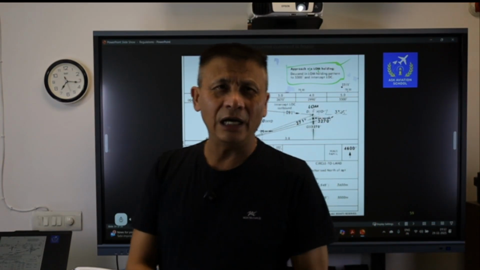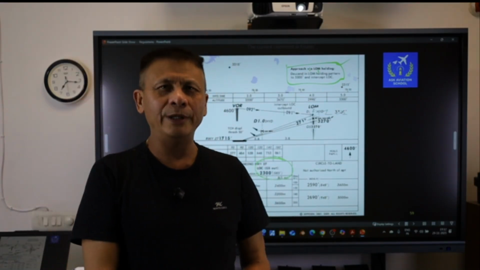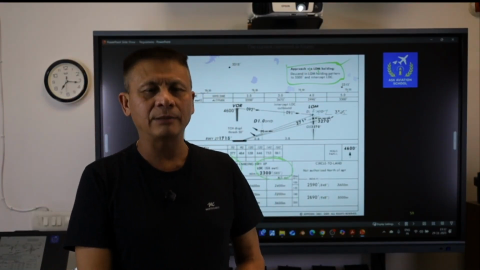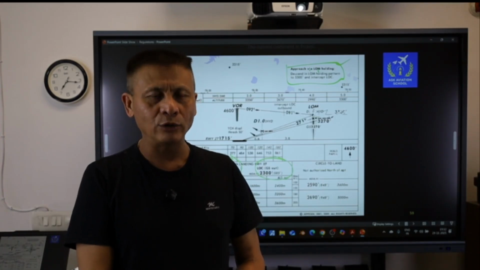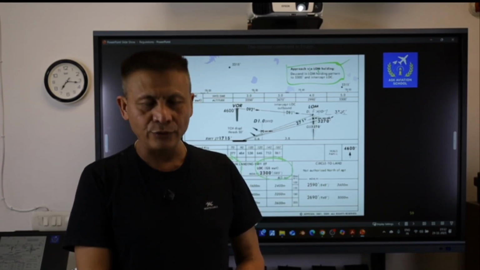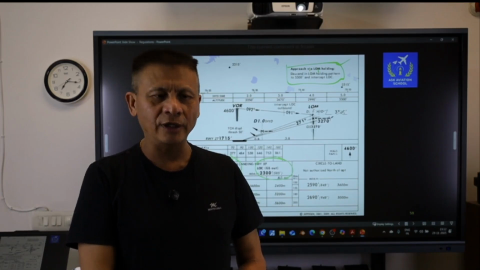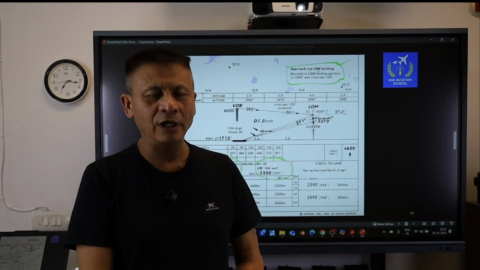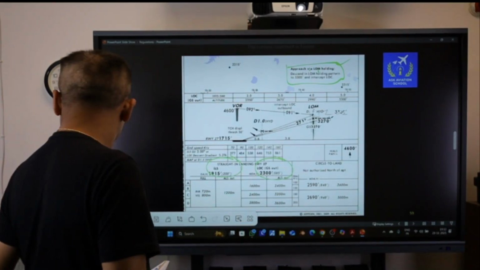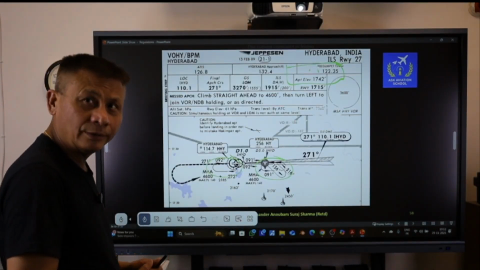So with this, I'll be finishing the class. This primarily is a class on how to transition ourselves from en route to the landing phase using the instrument approach procedure. In this case today, it is the Hyderabad instrument approach procedure, ILS runway 27.